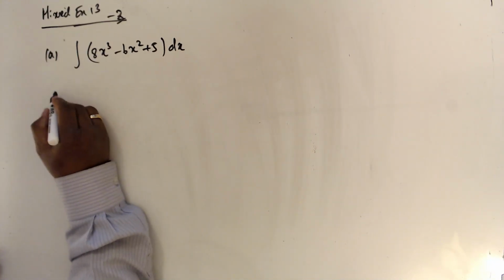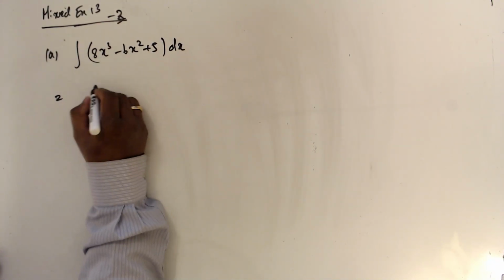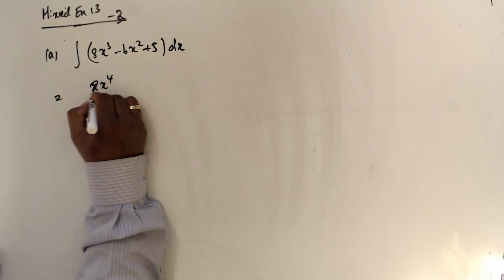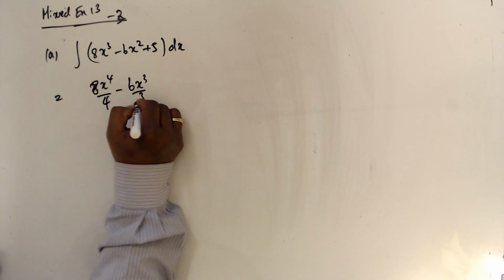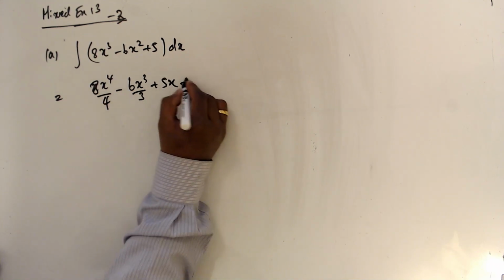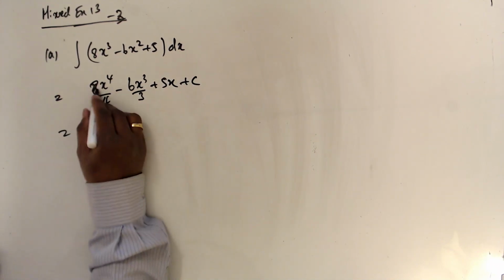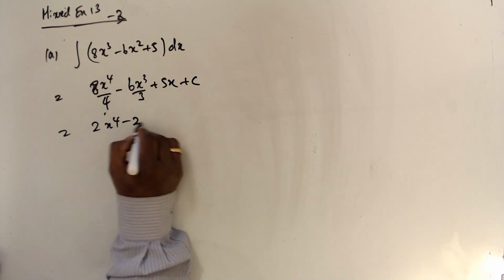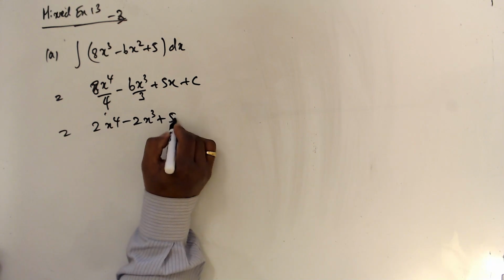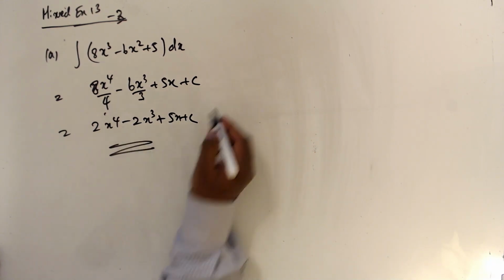Question number 3. This is the sum. So 8x cubed, that means 8x to the 4 over 4, 6x cubed over 3, plus 5x plus c. So 8 divided by 4 is 2x to the 4, 6 divided by 3 is 2x cubed, 5x plus c.